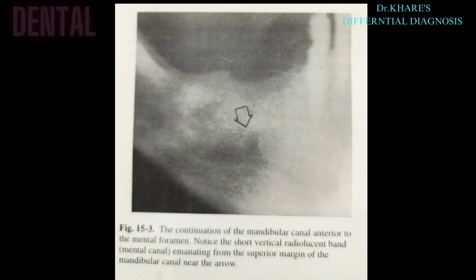This is an IOPA of mandibular posterior region. The continuation of mandibular canal anterior to the mental foramen can be seen. Notice the short vertical radiolucent band, mental canal, emanating from the superior margin of mandibular canal near the arrow.